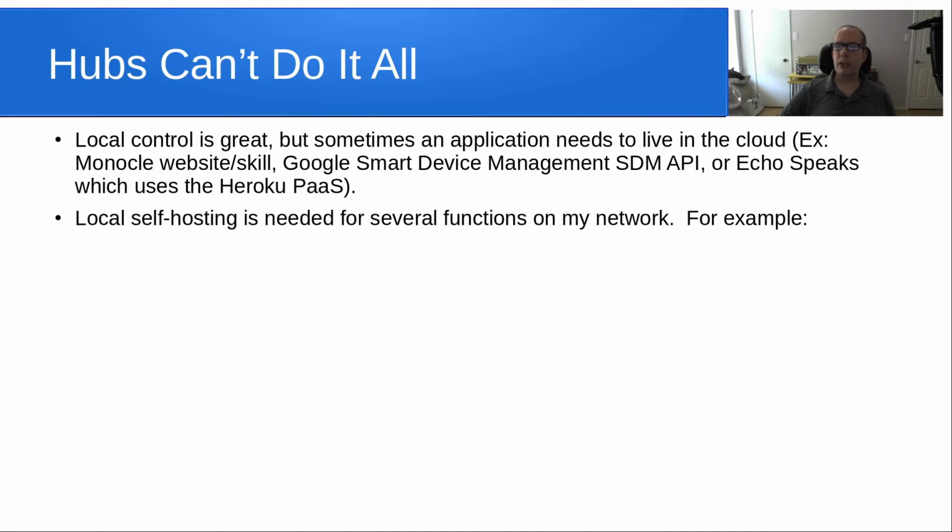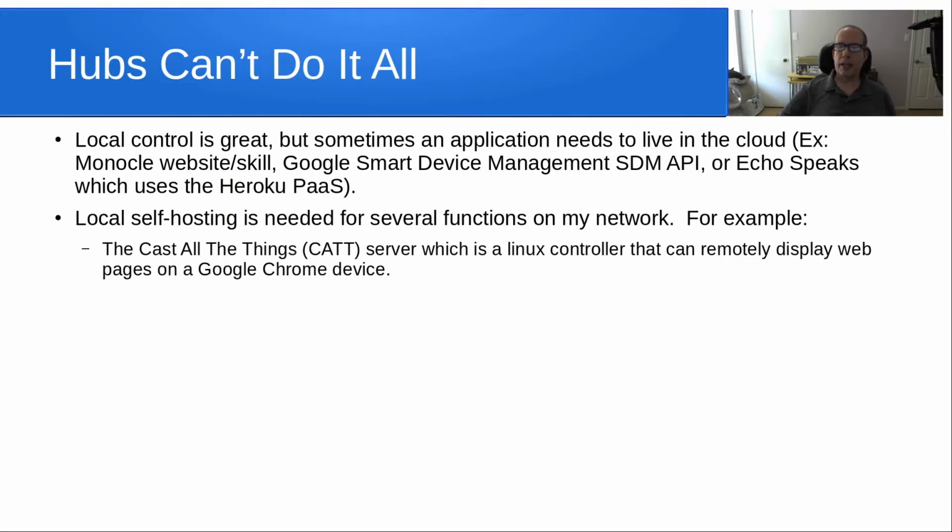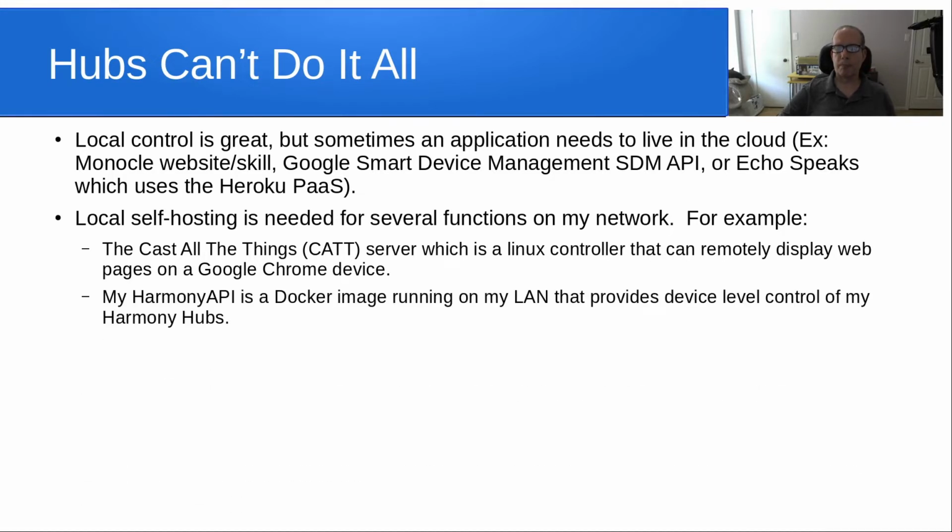So local hosting is needed for several functions on my network, and here's some examples. I use the Cast All the Things server, CAT server for short, which is a Linux controller that can remotely display web pages on a Google Chrome device. My Harmony API is a Docker image running on my LAN that provides device-level control of my Harmony hubs, and I have 3 Harmony hubs.